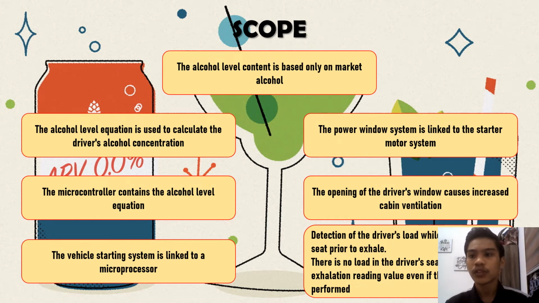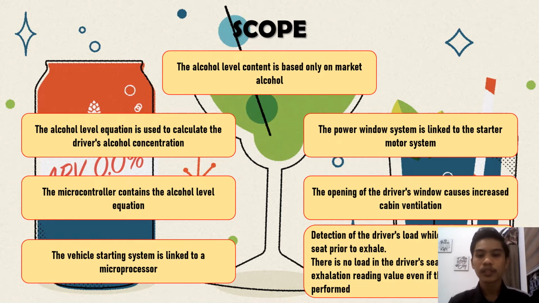This scope covers this system. Firstly, the alcohol content is based on the market alcohol level, and an equation is used to calculate the level of alcohol concentration. The microcontroller contains the alcohol level equation.